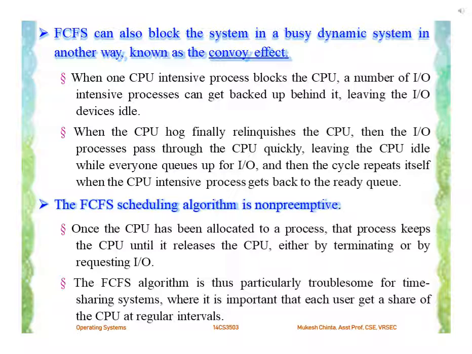Advantages of FCFS. FCFS is easier to understand and implement, as processes are simply added at the end and removed from the front of the queue. No processes from in between the queue are required to be accessed. FCFS is well suited for batch systems where longer time periods for each process are often acceptable.